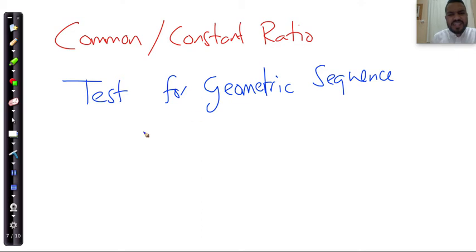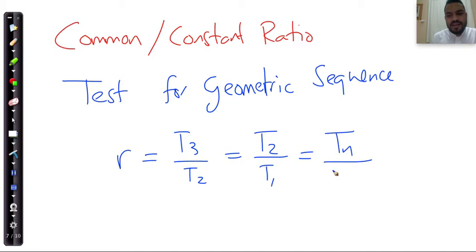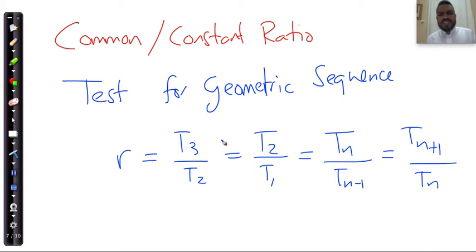And what is the test? It is to test for the ratio. To test if T3 divided by T2 gives you the same thing as T2 divided by T1. Or Tn over Tn minus 1, or Tn plus 1 divided by Tn. Right? This just says take the term to the right over the term to the left. So really this is the test.